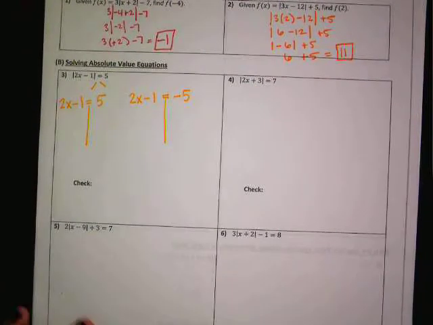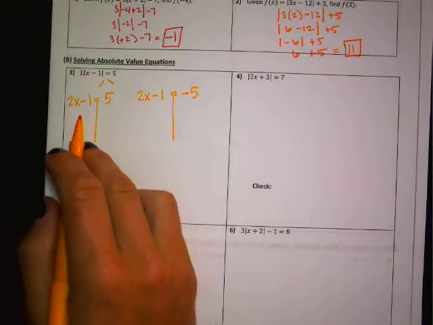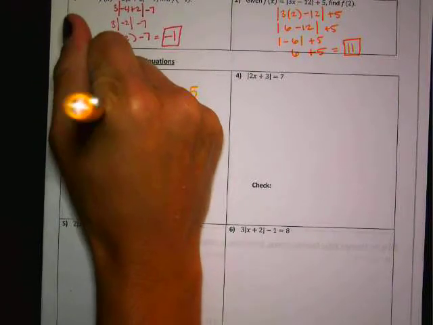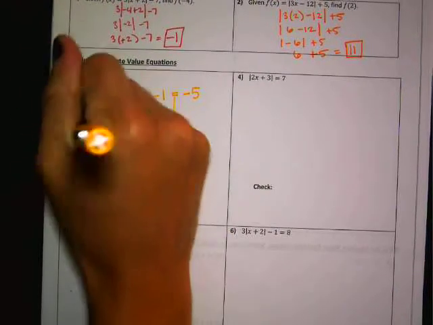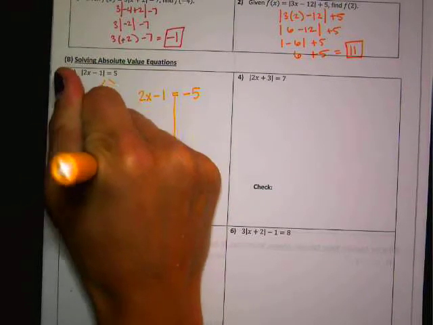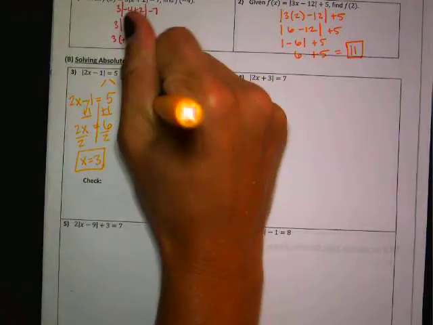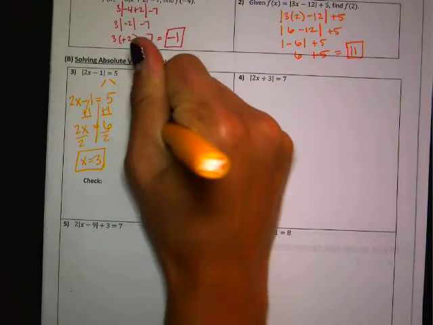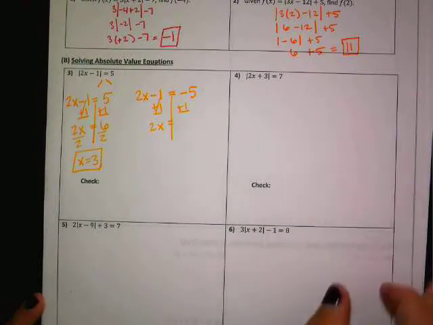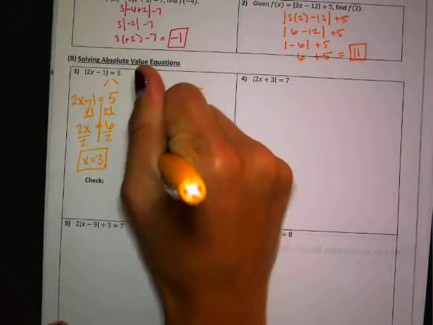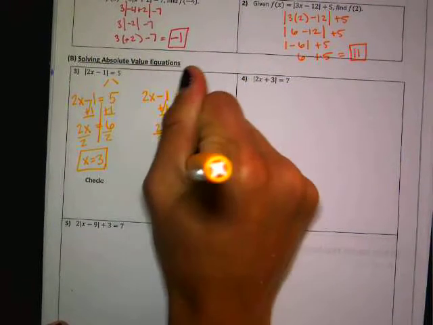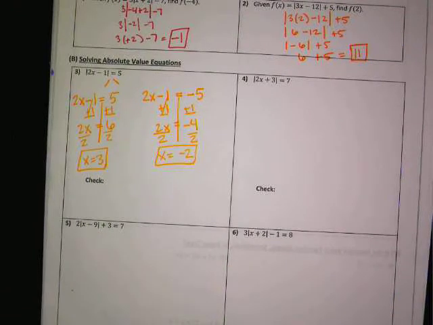From here, all we're going to do is just work out both of these equations. What's the first step? Add 1. 2x equals 6. Divide by 2 on both sides. X equals 3. Then you add 1 on both sides. 2x equals negative 4. Divided by 2. So you just have to get x by itself. You're going to have 2 answers on these problems: 3 and negative 2. You're going to check both of these possibilities.